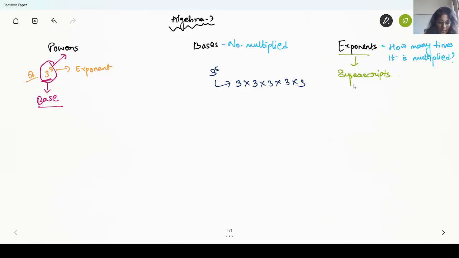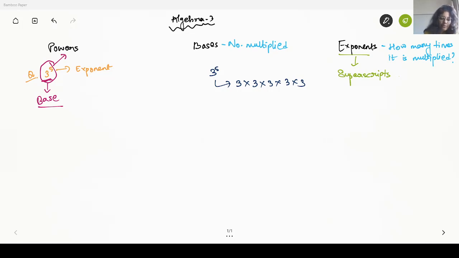Now, which kinds of questions will you be expected to solve? You can get identification of bases and exponents, although I do not think you might expect that. But another kind of question, which will be the most common type, is to solve equations involving powers.